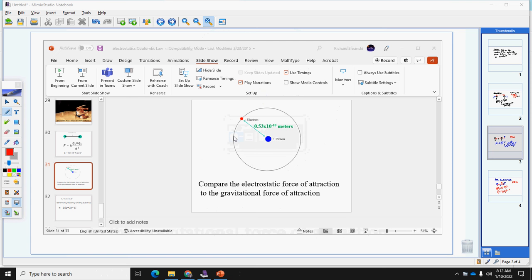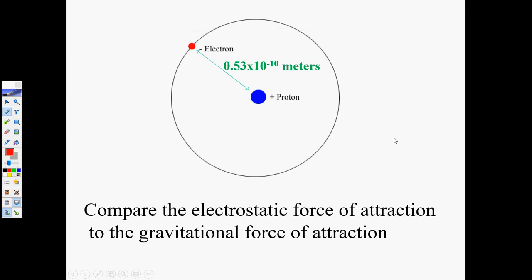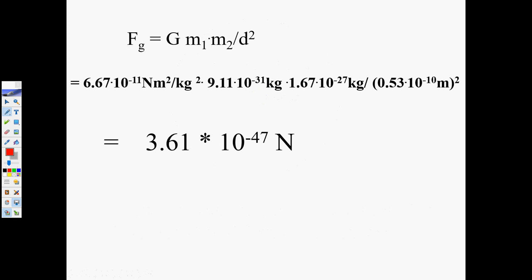All right. Oh wait, no, that's gravity. Wait, what did you get for gravity? I got 3.61 times 10 to the negative 47. So for the force of gravity, did I seriously put the distance wrong? Yeah, that looks better.